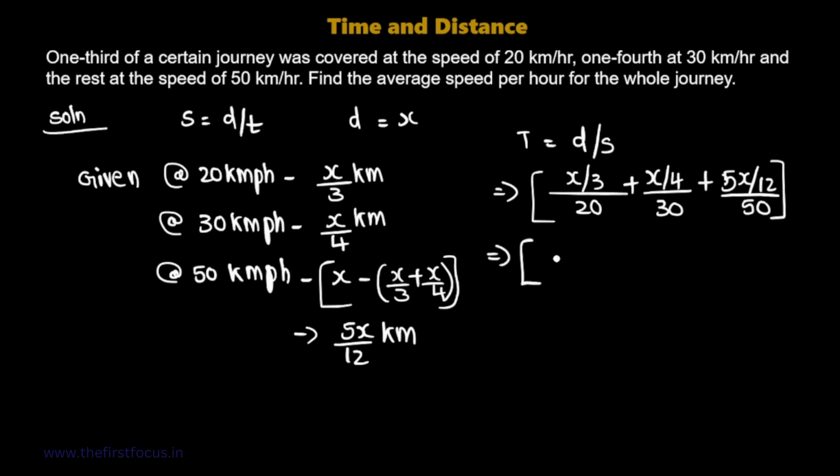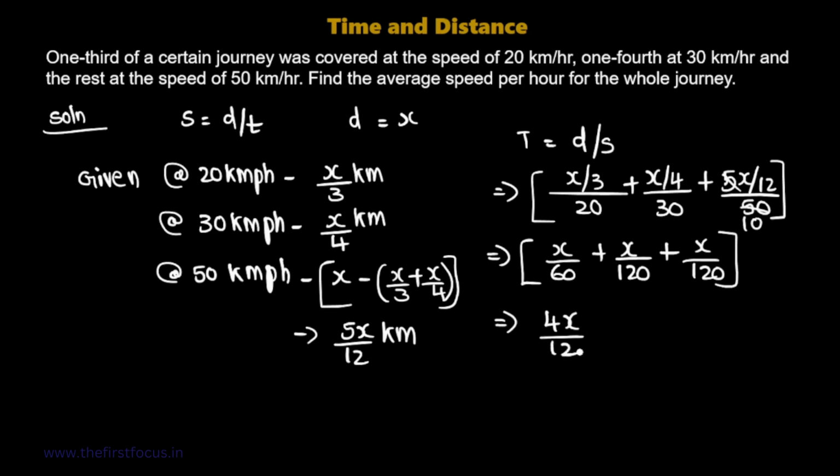We can write this as x by 60 plus x by 120 plus again x by 120. On taking LCM we get 4x by 120. On simplifying this we get x by 30 hours, because every time is given in hours. So the formula for average speed is distance by time taken.